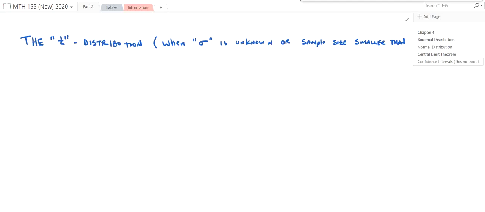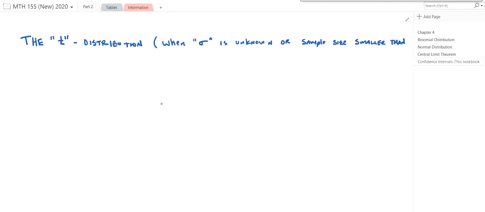Okay, so previously we learned how to construct a confidence interval about the population mean, but we needed to be careful and make sure that two things occurred. One was that we knew what the standard deviation for the population was, and the other was that we had a sample size of 30, n equals 30 or greater. But that's not always the case, and that's actually typically not the case.